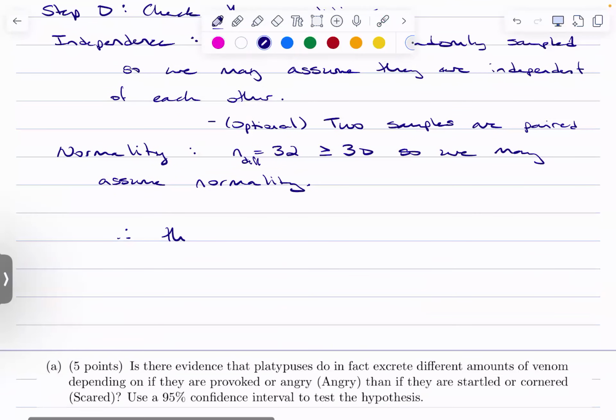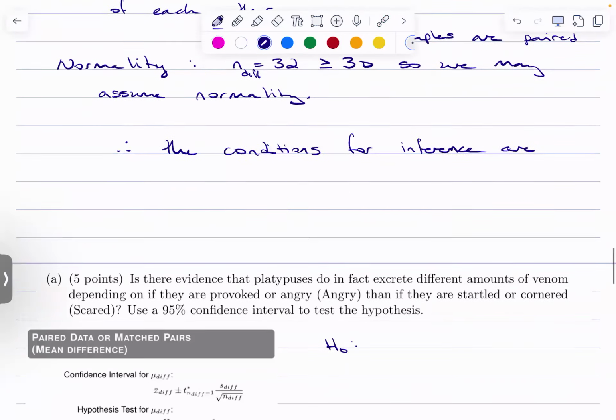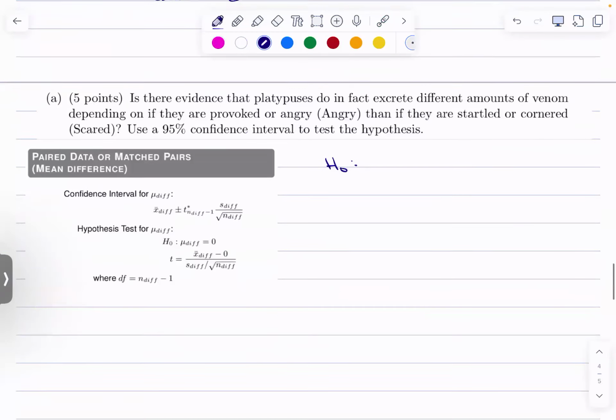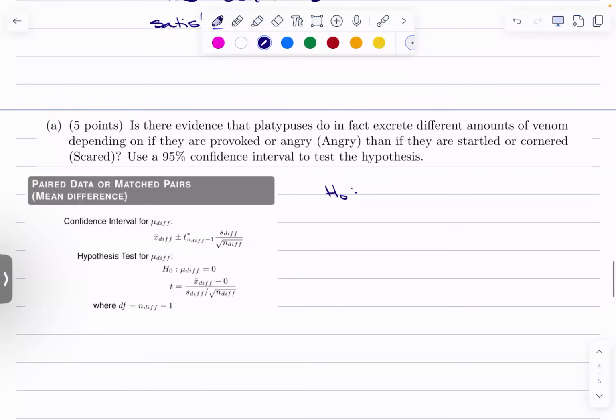Therefore, the conditions for inference are satisfied. I'll keep it on the next page, otherwise it's too choppy.